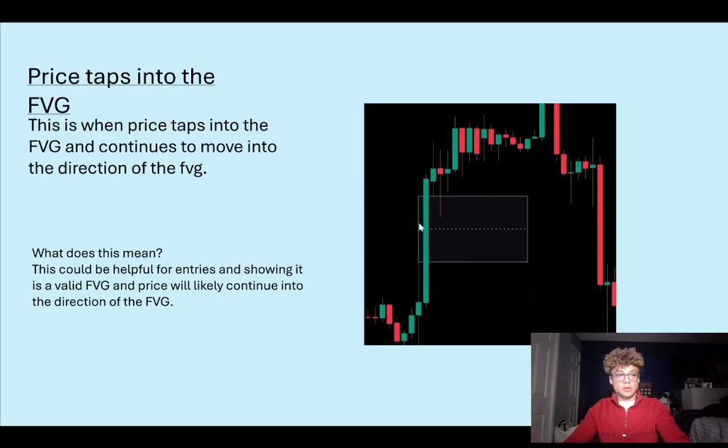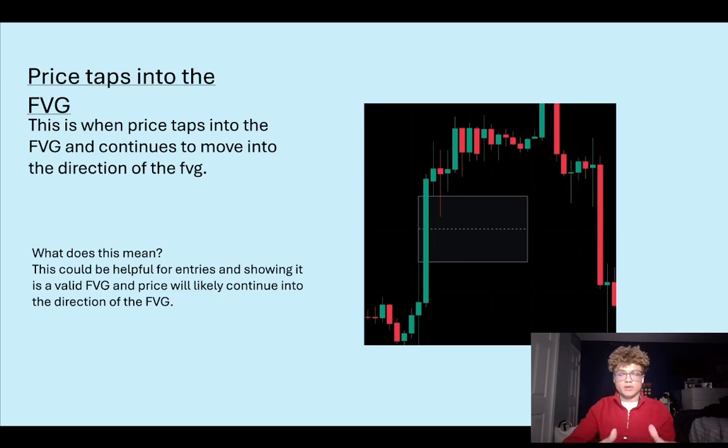So we have a couple examples. This is a good example of it tapping into. So literally a candlestick will tap into and continue to move up. I think this is kind of the same thing as respecting a fair value gap. So you can kind of merge respect and tap into the same thing.